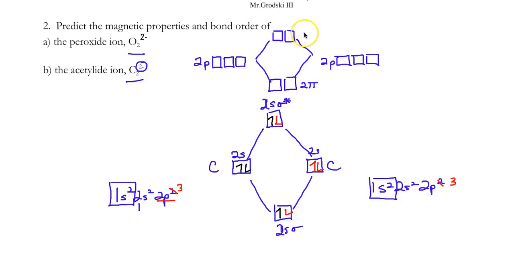And that would be 2 pi star. And then we're going to have 2p sigma, and it's going to have its anti-bonding orbital, 2p sigma star. Okay? And again, you won't have to do this, but it's good to draw it to see what's going on.